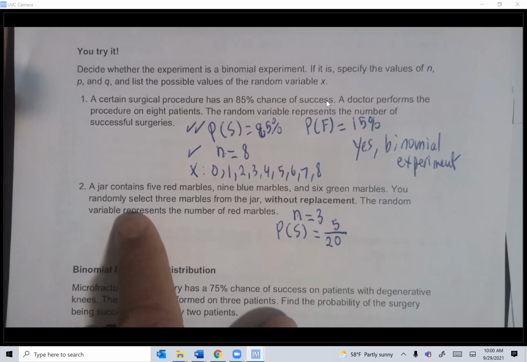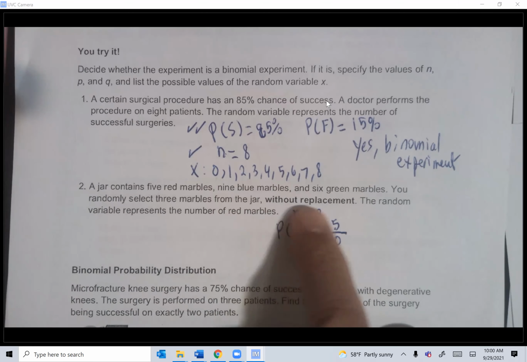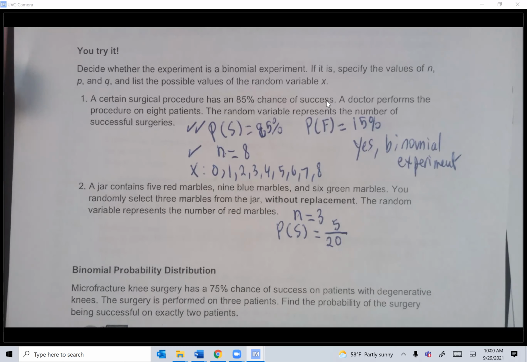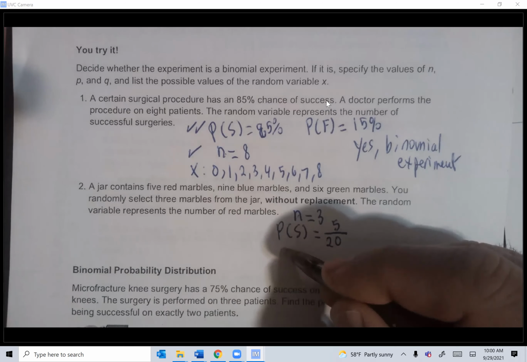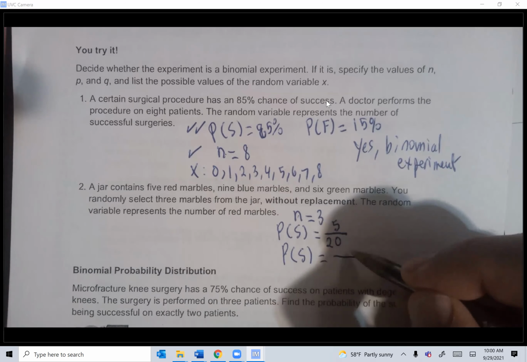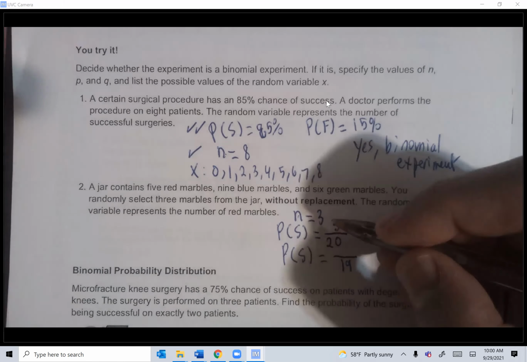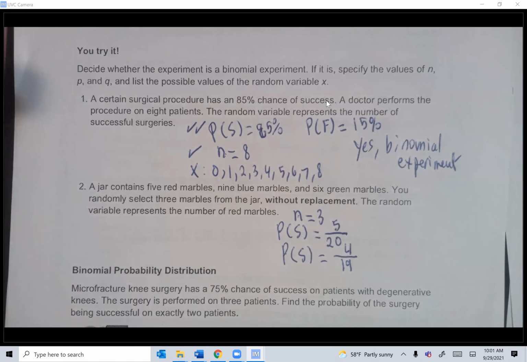But he says you're doing the trial 3 times. In the second time, he says without replacement. You know what without replacement means? It means you don't put the marble back that you selected. If it is without replacement, and I want to figure out the probability of selecting another red marble, it's not going to be out of 20. It's going to be out of 19. And it's not going to be 5 anymore. It's going to be 4 out of 19 because I didn't put the marble back.